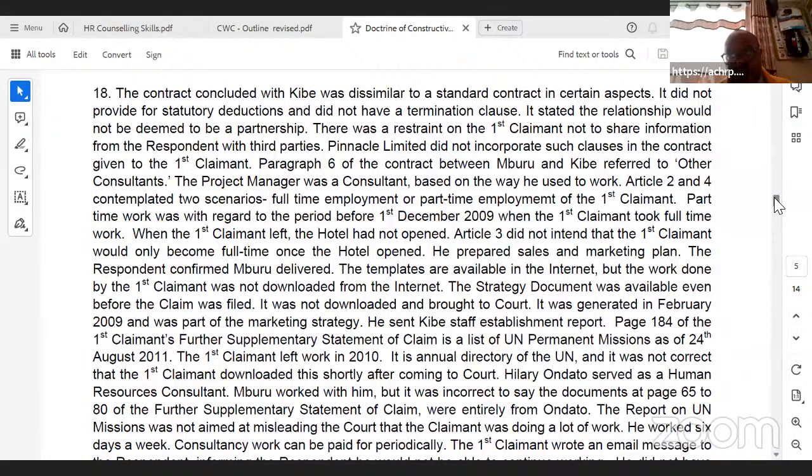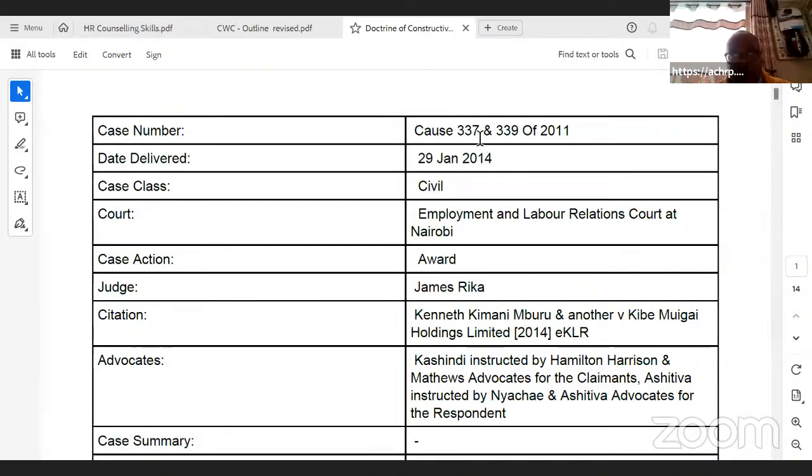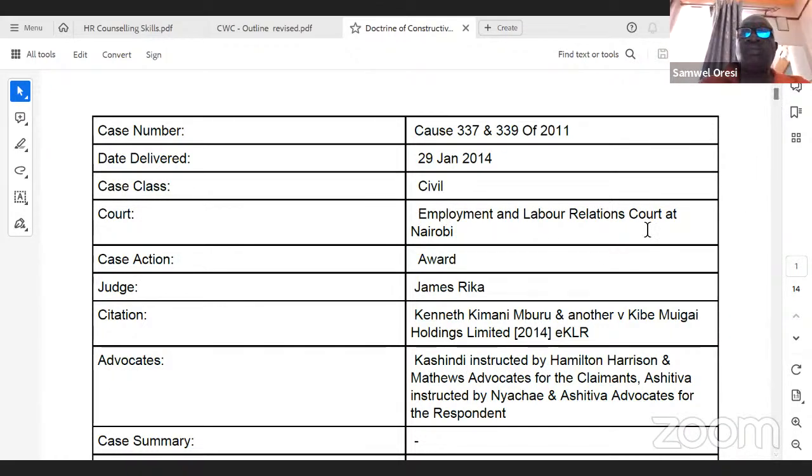I'll share this in your portal. This is a case number 337, sorry, and 339, and the year is 2011. It should have been a little bit clear on that one. This was at the Employment and Labor Relations Court at Nairobi. The judge was James Rika.